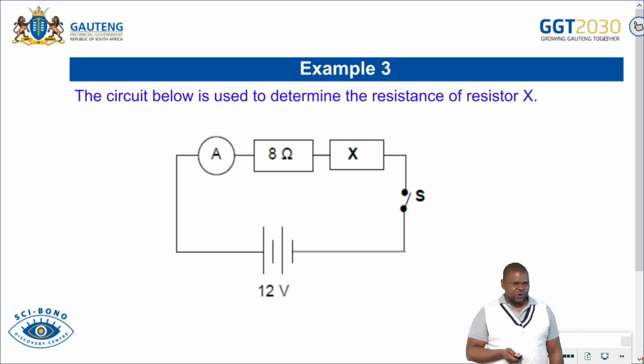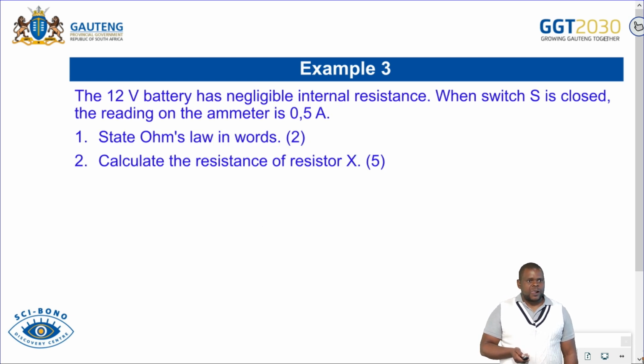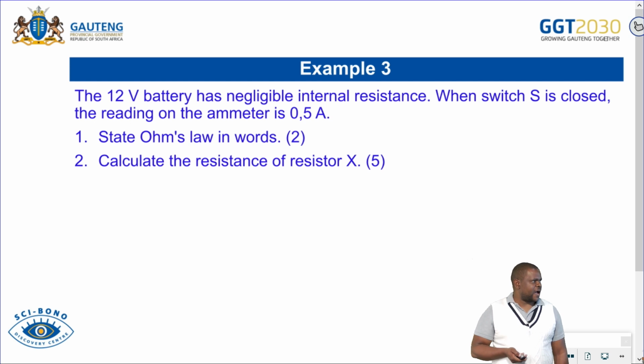Okay, the third example, grade 11s, says the circuit below is used to determine the resistance of resistor X. Resistor X is there next to the 8 ohm resistor. And then they said our battery gives us 12 volts, and the 12 volt battery has a negligible internal resistance. That means the internal resistance in the battery, we're going to ignore it. When the switch S is closed, the reading on the ammeter is 0.5. That means the ammeter will give us 0.5 ampere.